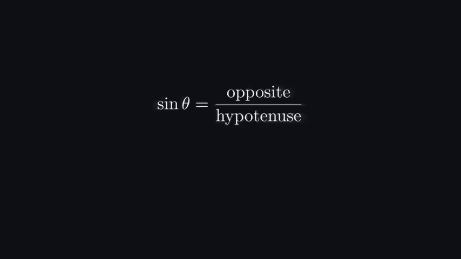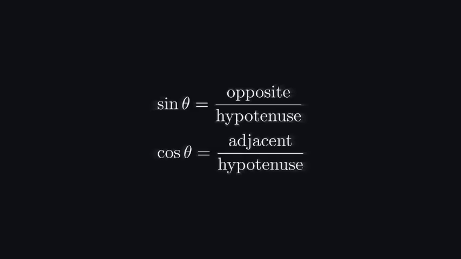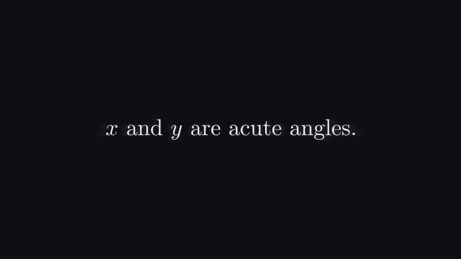Sin of theta equals opposite over hypotenuse. Cos of theta equals adjacent over hypotenuse. The key idea is that sine of an angle is opposite over hypotenuse. To evaluate the expression, we also need cosine values. So we must find the adjacent side in each right triangle.